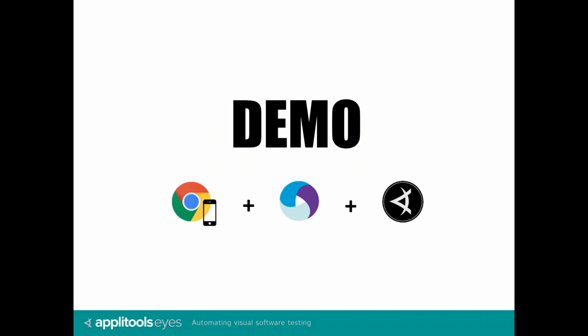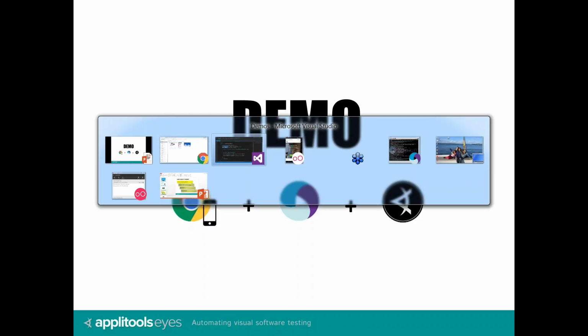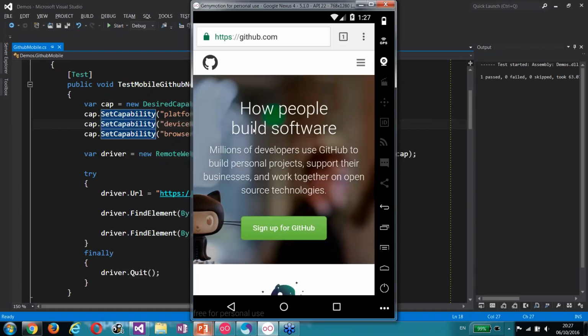Now let's take a look at how we can build a fully automated visual test for a mobile website, a website on a mobile device. We'll use github.com. We'll run it on a mobile device. We'll use Appium to control the browser, and Applitools Eyes to perform the visual testing. So what we're going to do in our demo is launch the Chrome browser on our device that is emulated on a Genymotion emulator, and we're going to navigate to github.com.